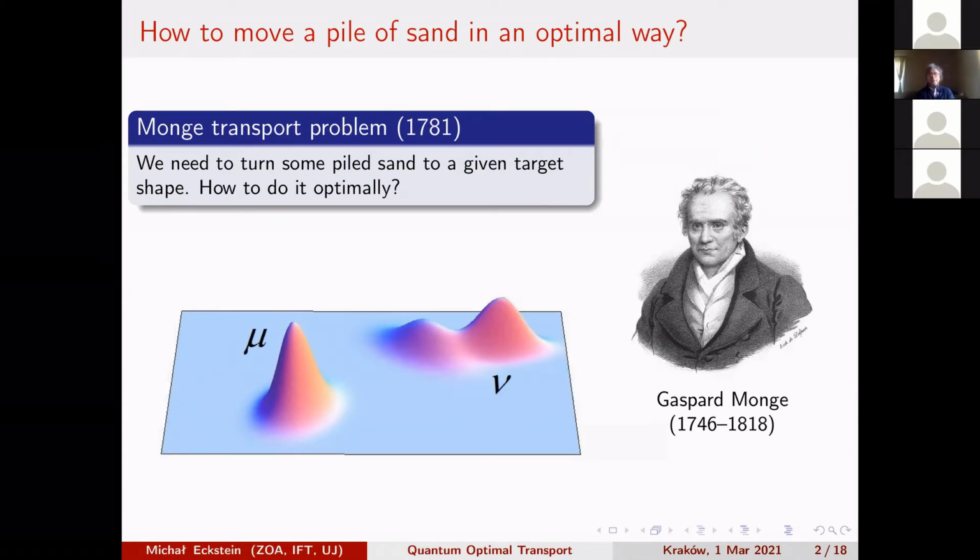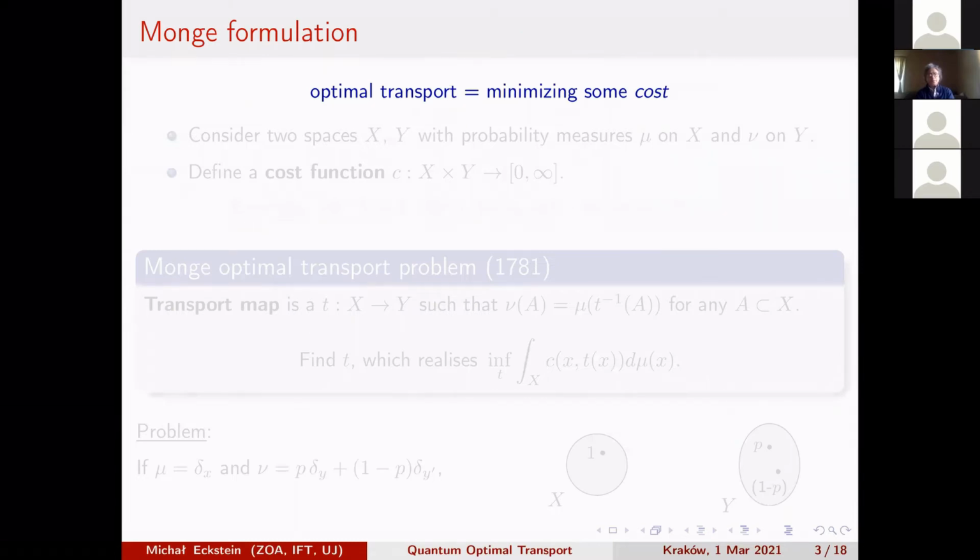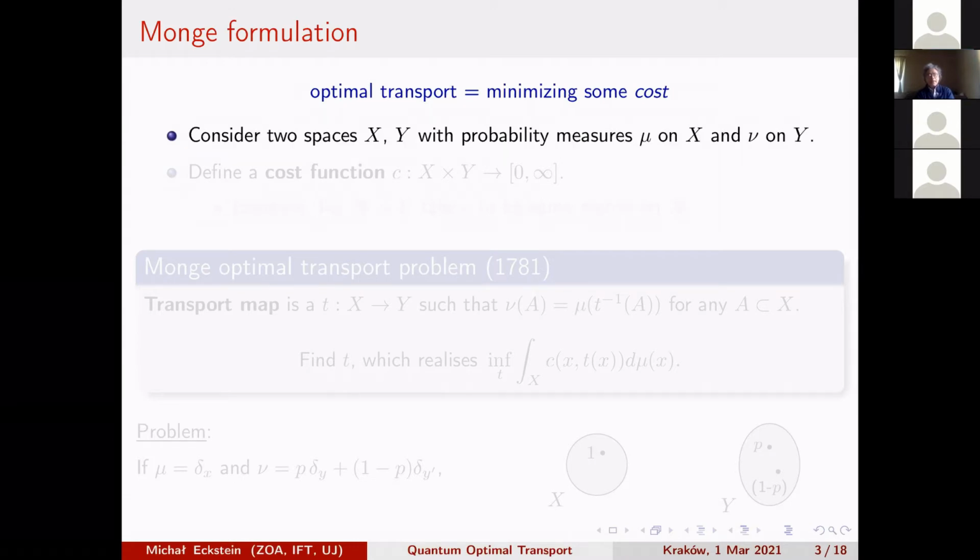motivation and formulation. Now in modern language, you use the language of probability measures, and performing an optimal transport task means minimizing some cost, which can be whatever cost you can imagine. So if you consider two probability spaces with some probability measures on them, say mu and nu, then you define a cost function on the product of these spaces. Well, it can be 0 in some cases. It can be infinite if you want. You can have infinite penalty for doing something.